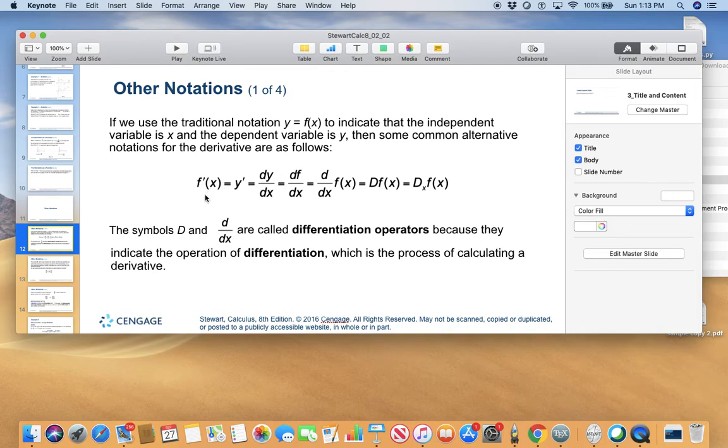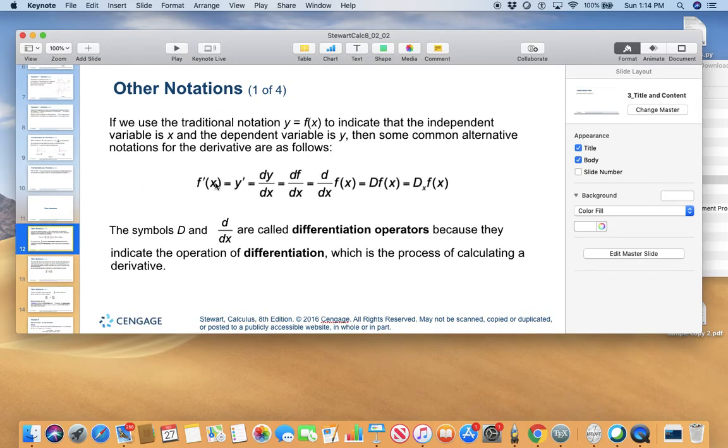Instead of writing f prime, you would write dy/dx or df/dx. Mind you, you don't cancel d's. They just mean the phrase derivative of y with respect to x, derivative of f with respect to x. That's what this means. Another notation, d/dx of f(x) written completely, or capital D of f(x), or capital D with a subscript x, f(x). Okay, so capital D and d/dx are called differentiation operators because they indicate the operation of differentiation.